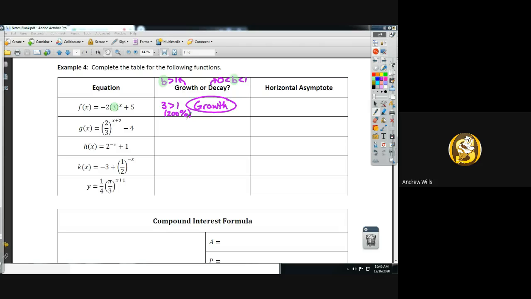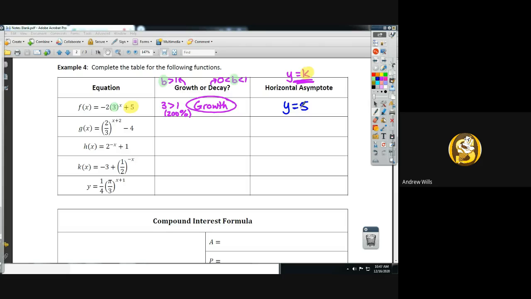Okay. As for the horizontal asymptote, we're still going to have the same thing we've seen over and over again throughout our class, y equals k, where that k value is attached right there on the end. So in this case, that k value would tell us that this one has a horizontal asymptote at y equals 5.